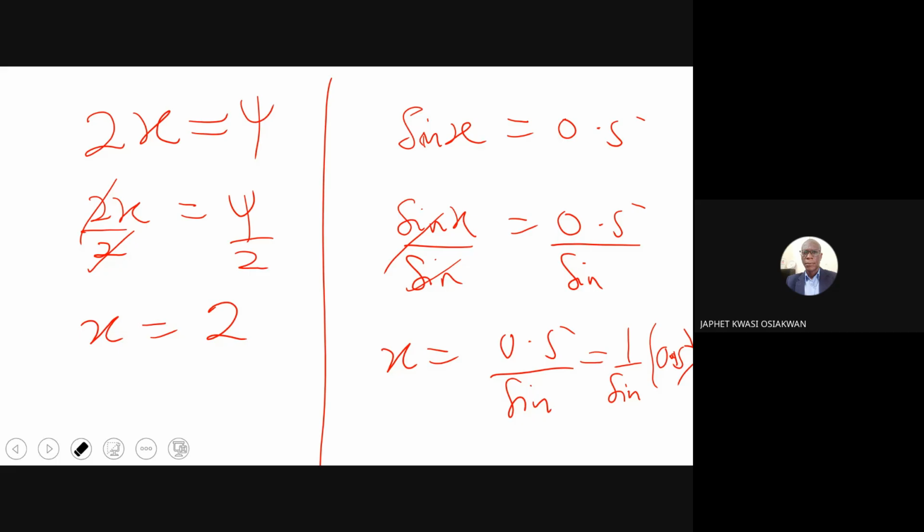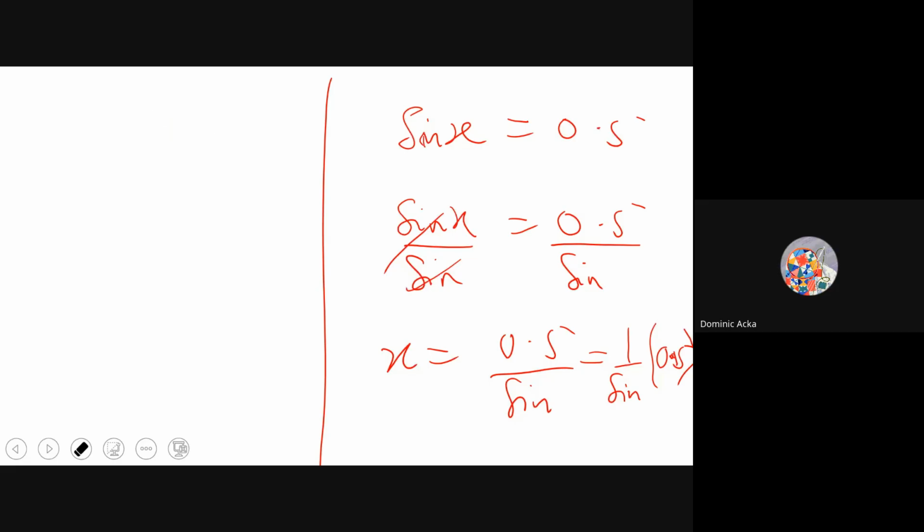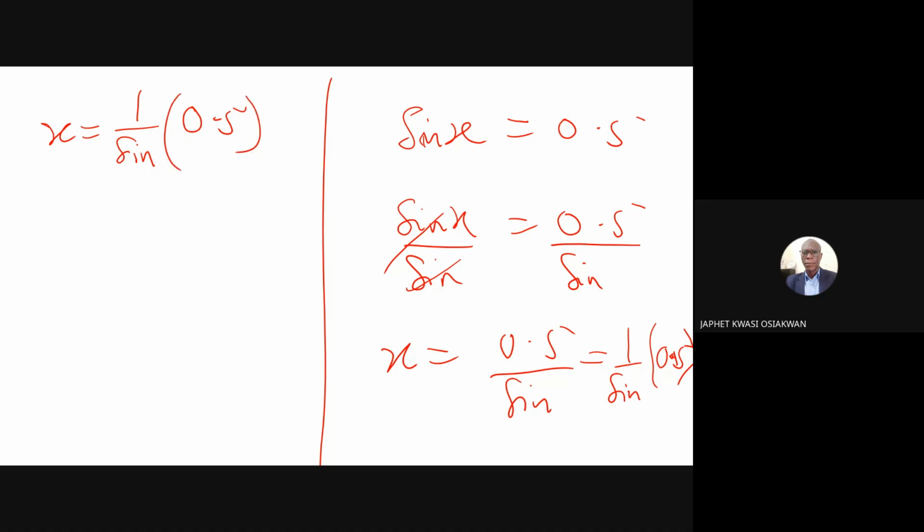No, we don't divide sine. So what he has done is not right. To him it is right, but it is not the proper way of doing it. He is going to sine inverse of 0.5. Is that not the sine inverse of 0.5?